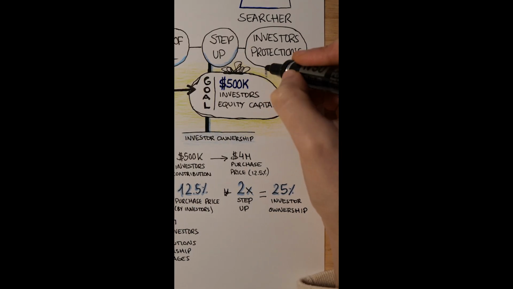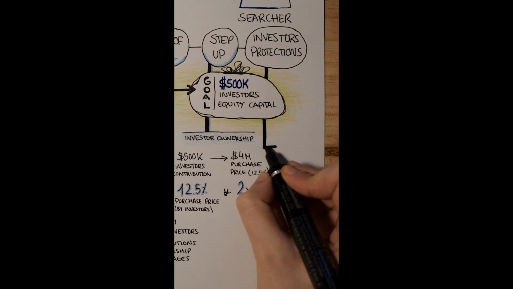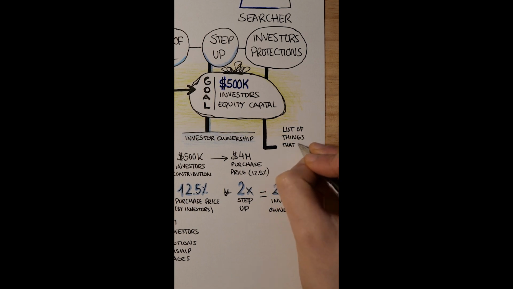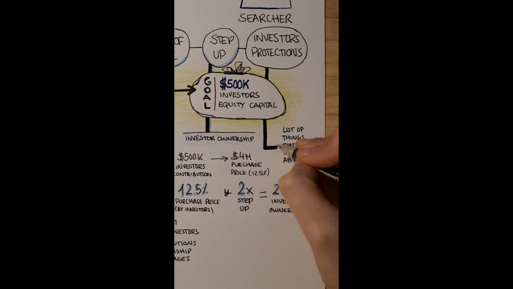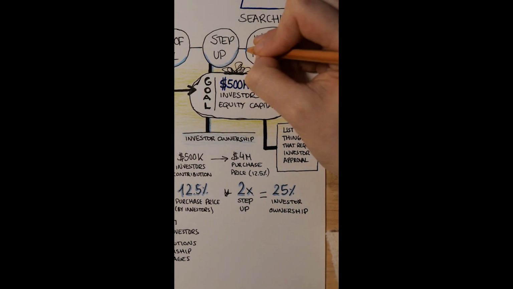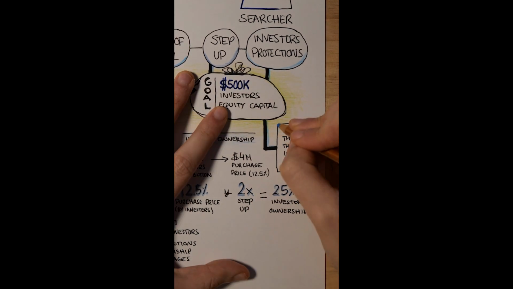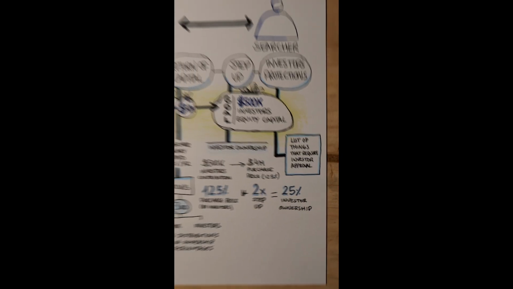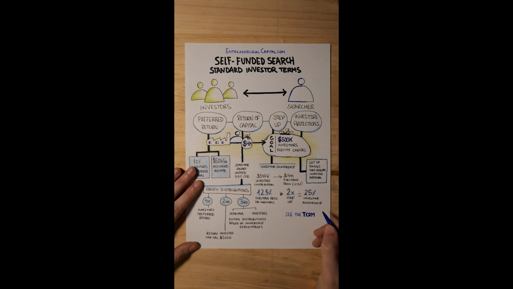The final component is a standard list of things that require investor approval, like issuing new debt or equity, selling the business, buying a new business, increasing the searcher's salary above 3 to 5% a year, changing the operating agreement, etc. Now that you've watched this video, you actually probably understand self-funded search terms better than many of the searchers out there.